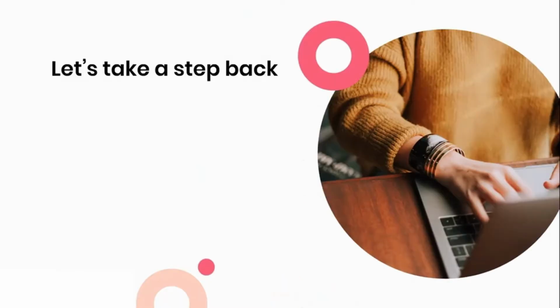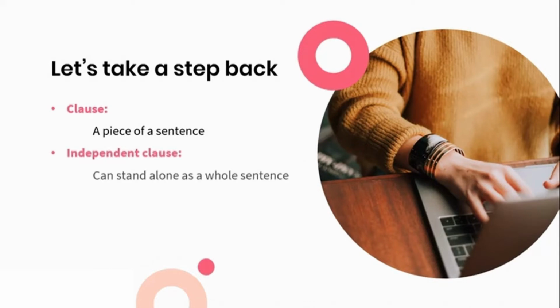Before we move on to the next type of clause, let's just take a quick step back to review what you've learned so far. A clause is a piece of a sentence. An independent clause is a type of clause that doesn't need anything else attached to it. It can stand alone as a whole sentence. An independent clause contains at least one verb and one subject.